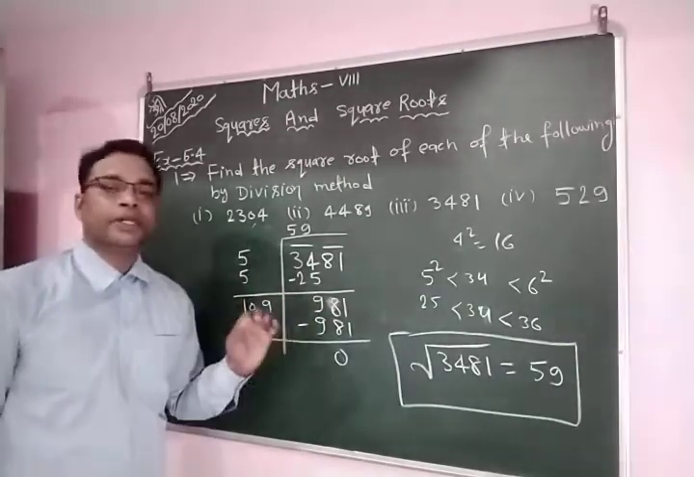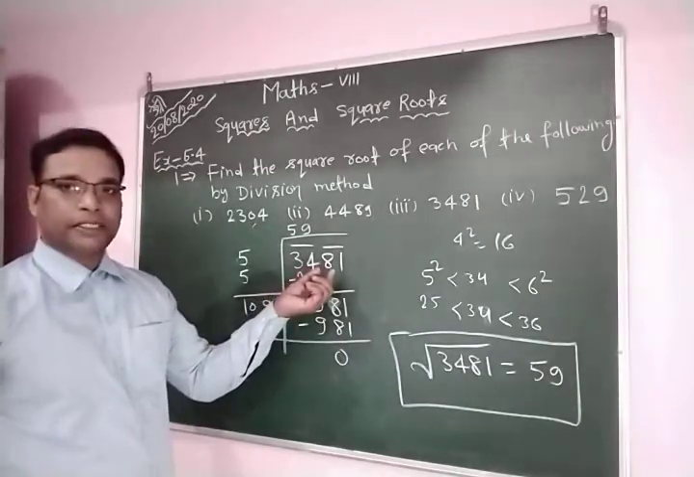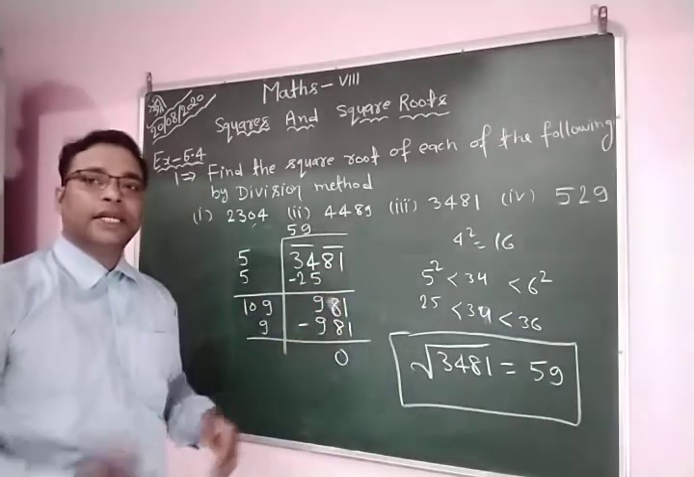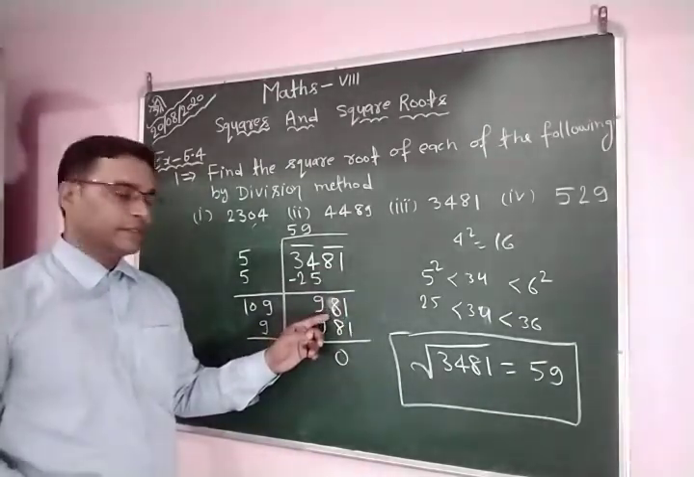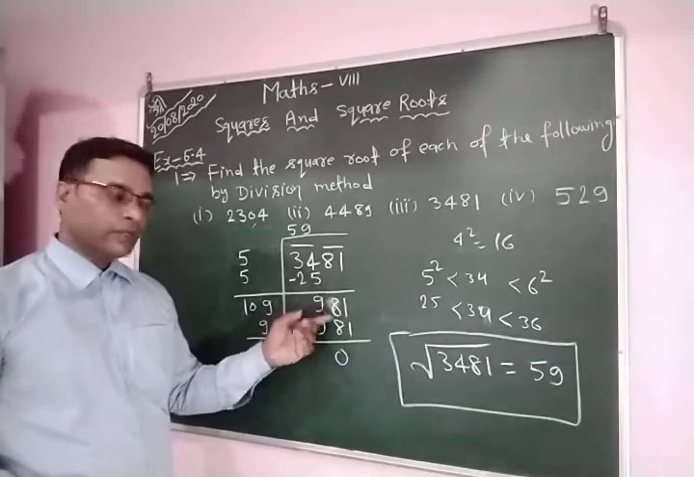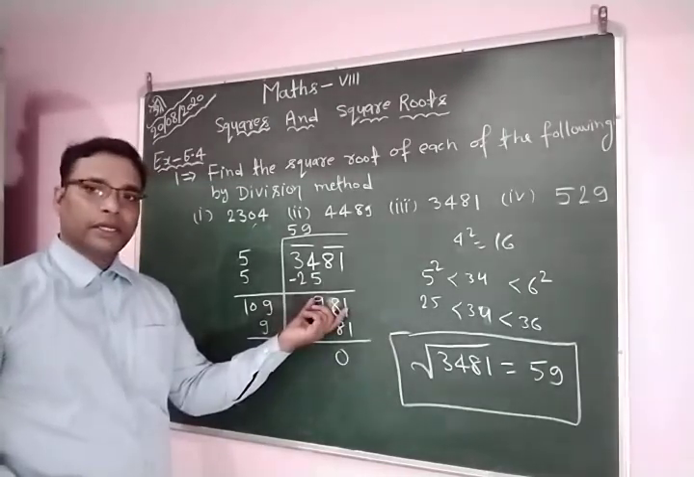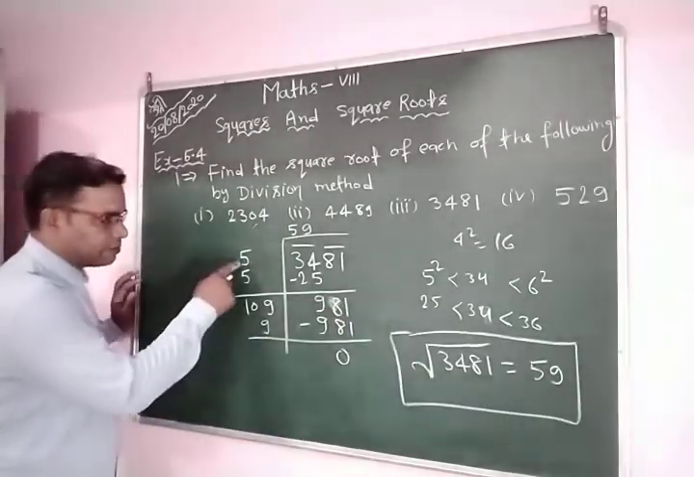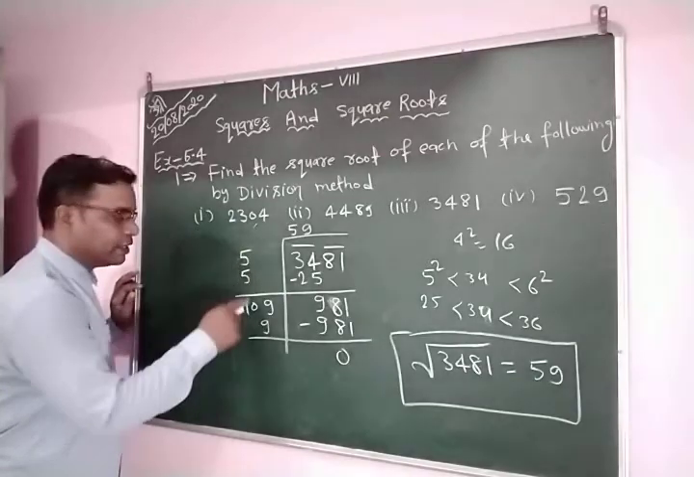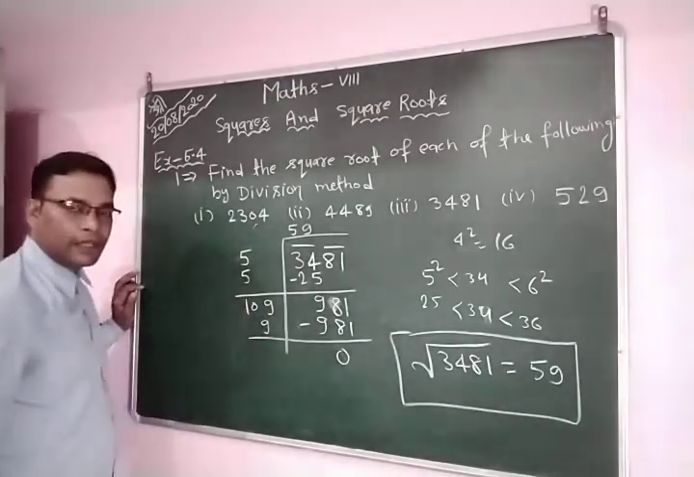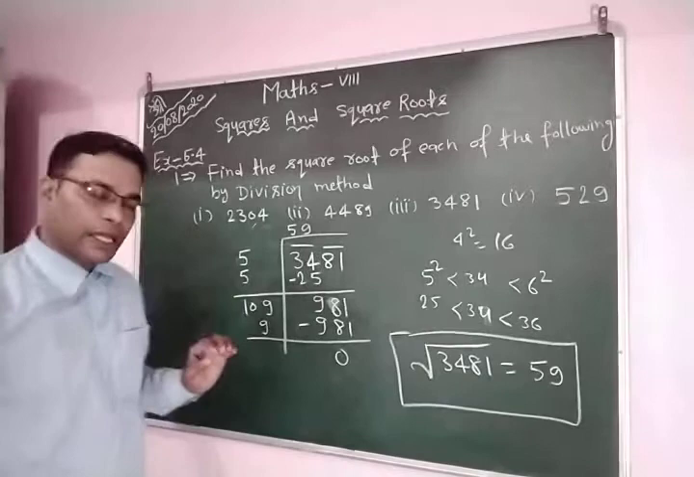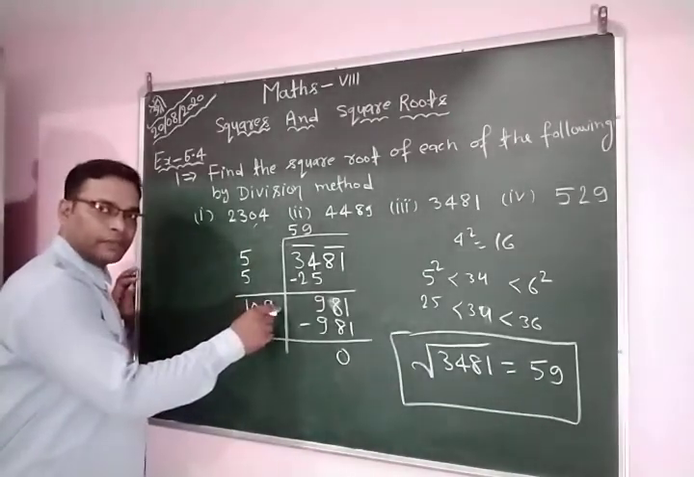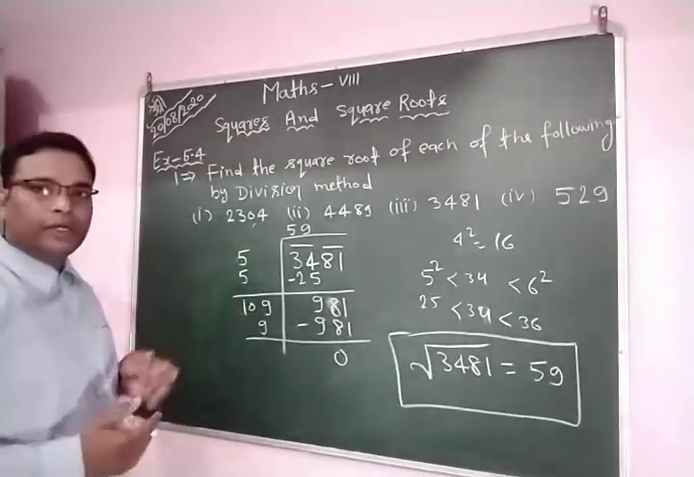After this we bring down the next pair's digits. This pair is 81, and we will bring down 81 to the right of this divisor. So it becomes the new dividend, 981. And again we add this number 5 plus 5, this becomes 10s, and we blank this place for a new number, so that we obtain the new divisor.